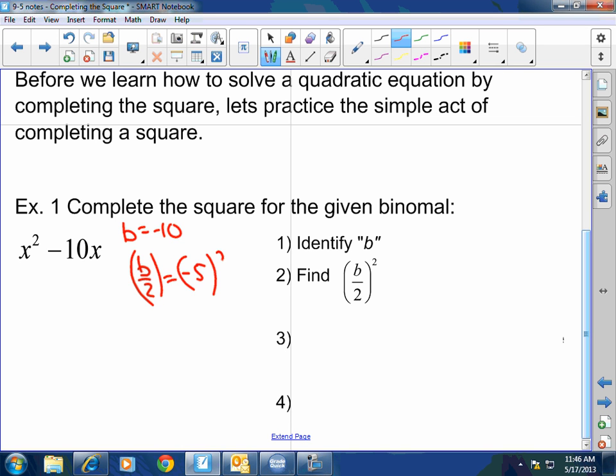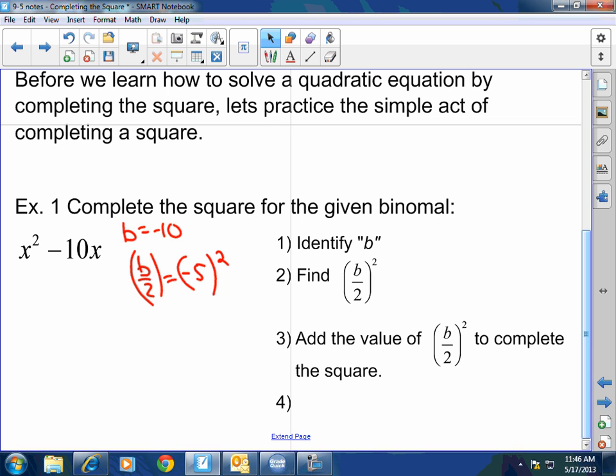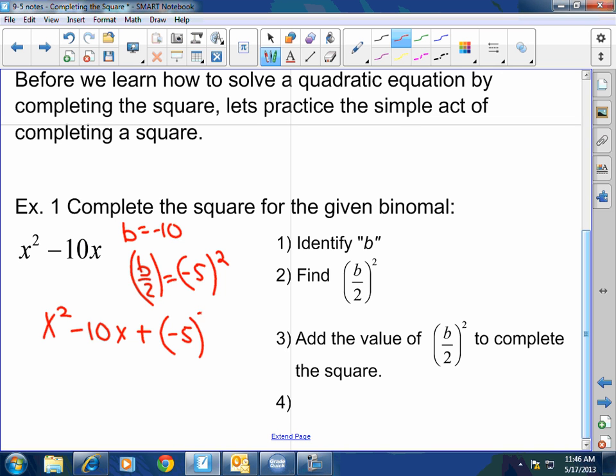negative 5 squared. Do not, I repeat, do not calculate that. It's a trick that I'm going to show you. Do not turn that into 25. Leave it just like that, please. Everyone with me so far? Step 3. Add the value of b over 2 squared to complete the square. So I have x squared minus 10x plus b over 2 squared. Everyone see what I did so far? Is that a yes, no, maybe, kind of, sort of?